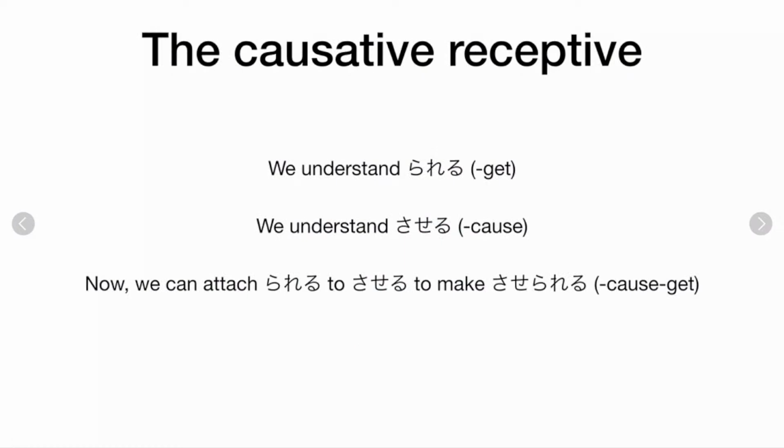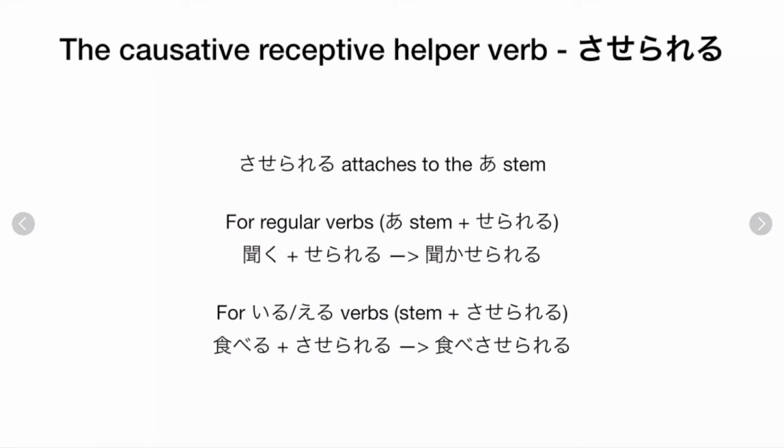Okay, so having all of this together, having understood saseru really well, we have the causative receptive. So rareru plus saseru to form saserareru. Okay? So here's how saserareru works. It's an irueru verb, attaches to the a stem, just like saseru does. So no changes. Kiku will become kikasasereru. And irueru for taberu, drop the ru, tabe saserareru.